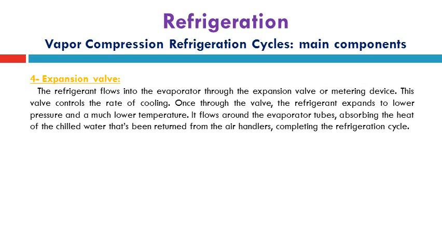4. Expansion valve. The refrigerant flows into the evaporator through the expansion valve or metering device such as a capillary tube. This valve controls the rate of cooling. Once through the valve, the refrigerant expands to lower pressure and a much lower temperature to complete its cycle and enter the evaporator. It flows around the evaporator tubes, absorbing the heat of chilled water that's been returned from the air handlers, completing the refrigeration cycle.